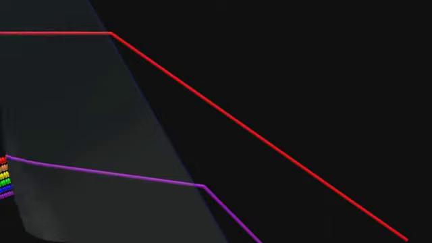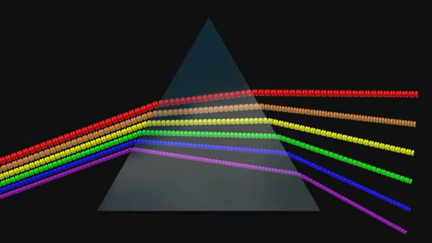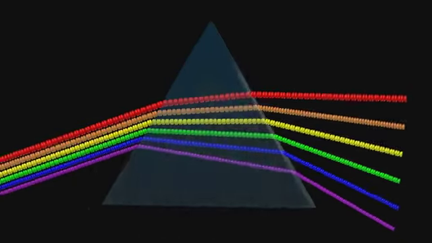Again, we see the red and violet photon fields as they pass through the glass prism. So now you know why light refracts as it passes through glass or other transparent materials. It is very simple once you know how photons of light are actually structured.